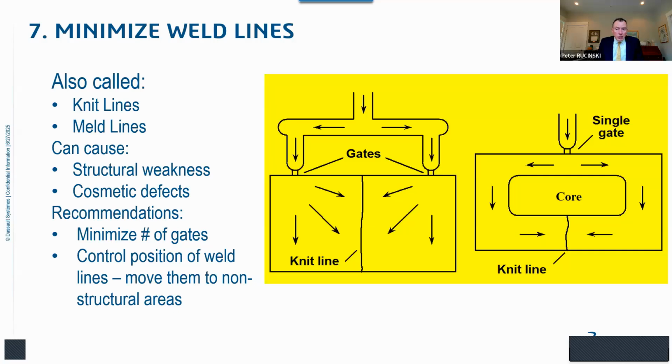And then the other thing that you can do is, if weld lines are absolutely unavoidable inside of your part geometry, you can use injection molding simulation to play with your gate location to try to move your weld lines to non-critical areas of your part.